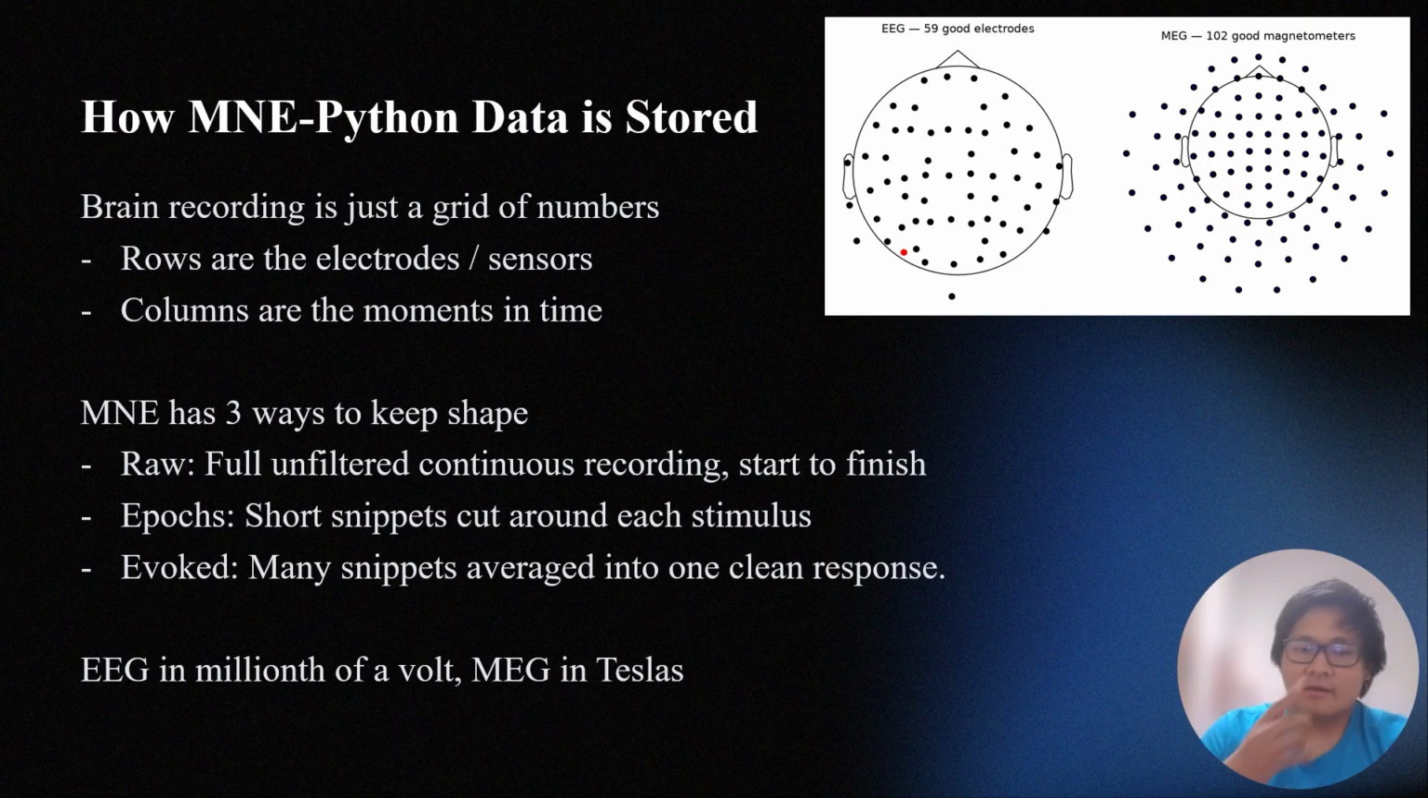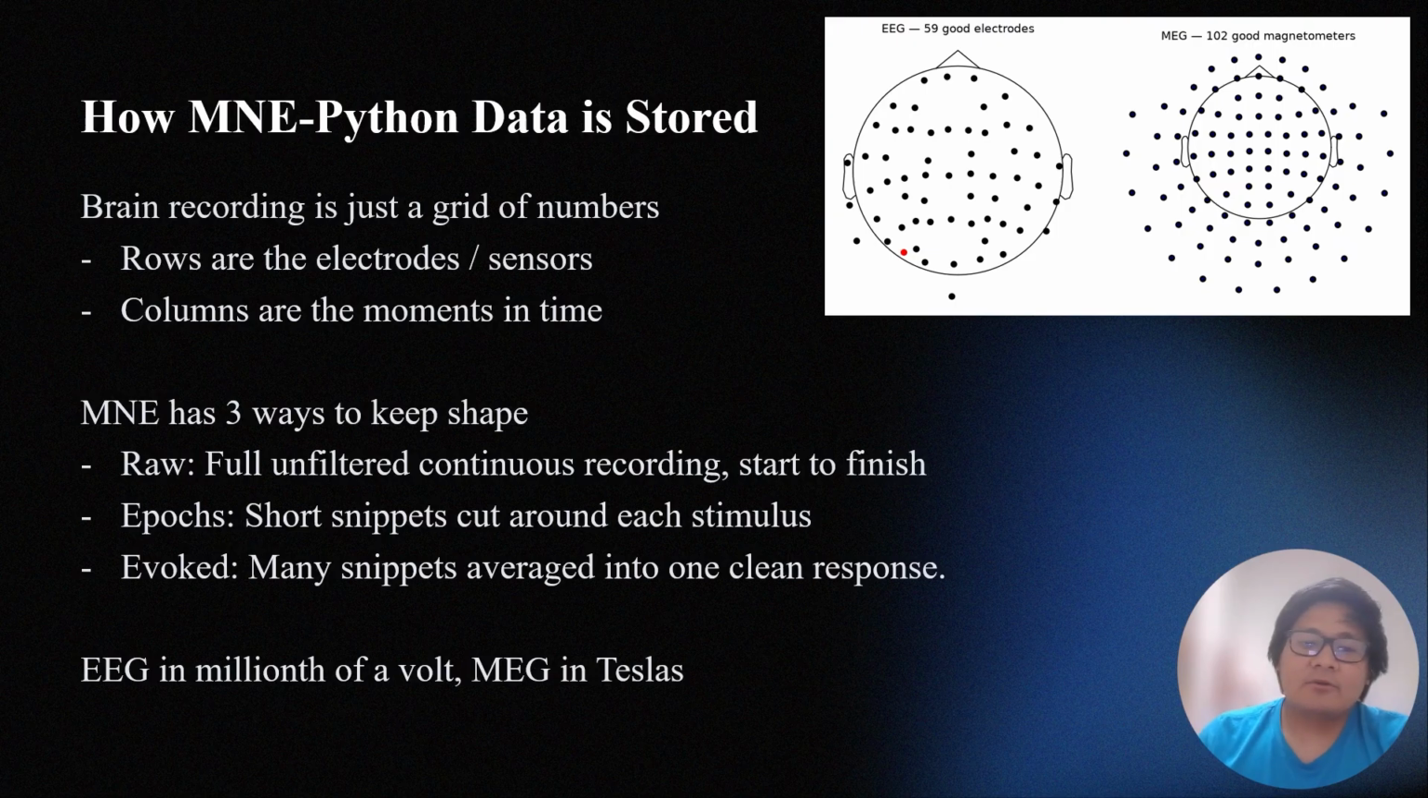So, how the data itself in MNE-Python is stored. Like I mentioned earlier, it's really just a grid of numbers where every row represents an electrode or sensor. As you can see in the top right, there are around 100 or so of these sensors or electrodes, and every column represents a moment in time.